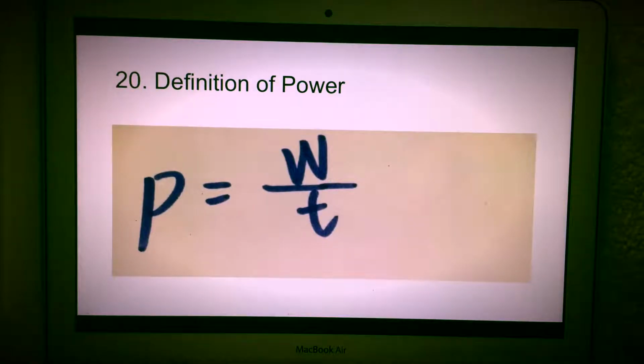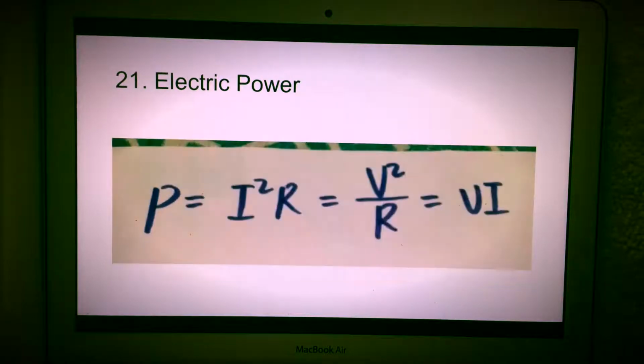Definition of the power. Power is, in 1 second, how much work did you do? So the formula is power equals work divided by time. Sometimes they will ask, what's the unit? The unit is joules per second.